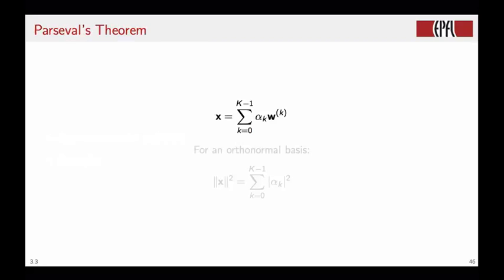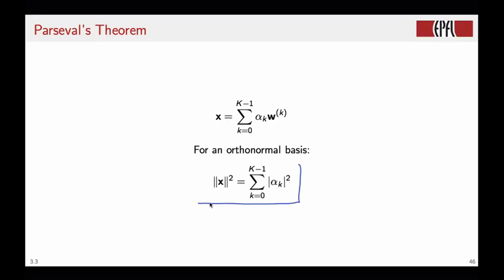Parseval's theorem has a very simple form. It says that if you expand x in an orthonormal basis, so we have a vector in a Hilbert space, we expand it in an orthonormal basis with this vector w. Here we are in a finite dimensional case of dimension capital K. Then, for an orthonormal basis, the square norm of x is equal to the sum of squared coefficients.